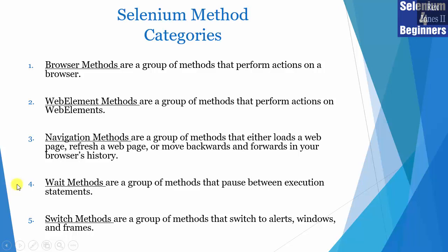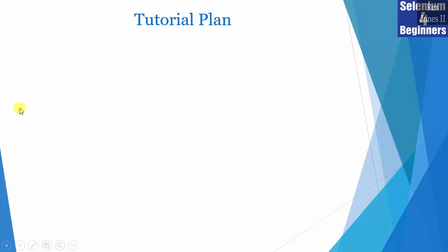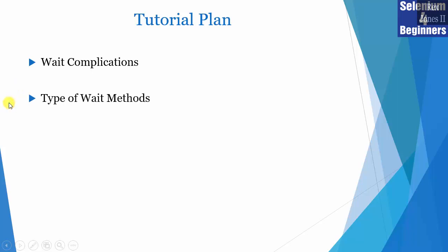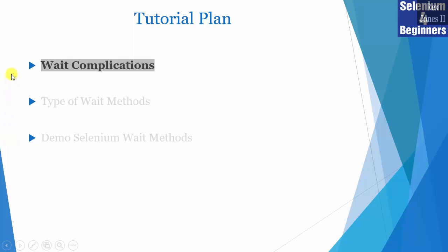Wait complications are one of the reasons we have errors with our Selenium automation test scripts. In this tutorial, we are going to discuss why we have wait complications, the different type of wait methods to handle those wait complications, then demo all of the Selenium wait methods. Let's start with the wait complications.